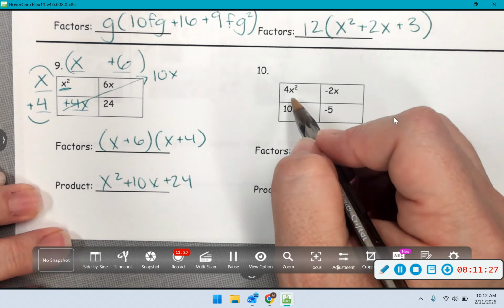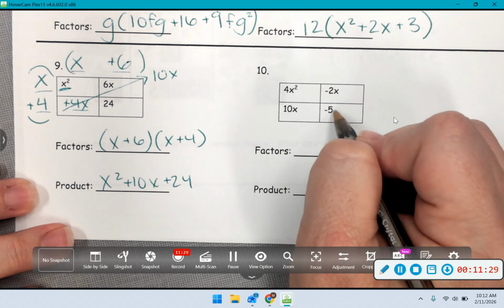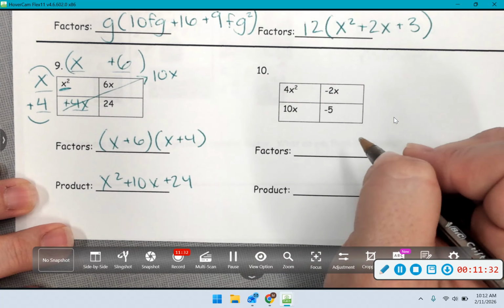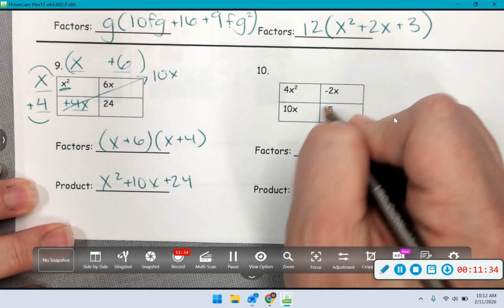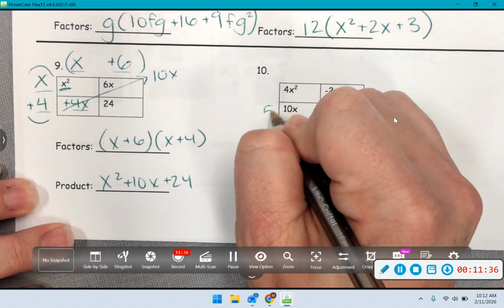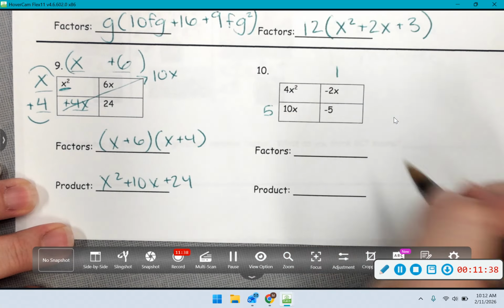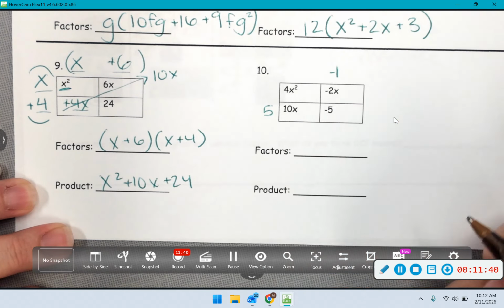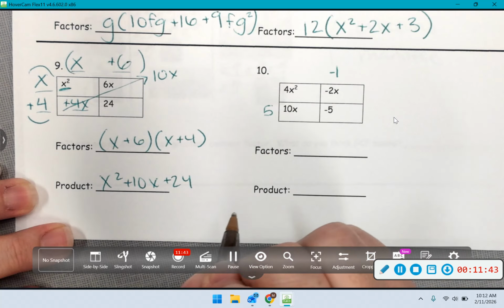Okay, so last one, this one's a little harder. I'm going to start with a 5 because it's prime. And I know the only thing that multiplies to 5 is 1 and 5. So 5 doesn't go into 2, but 5 does go into 10. So a 5 can go here, therefore 1 has to go here. This one has to be negative because that's negative. This one has to be positive because that's positive.